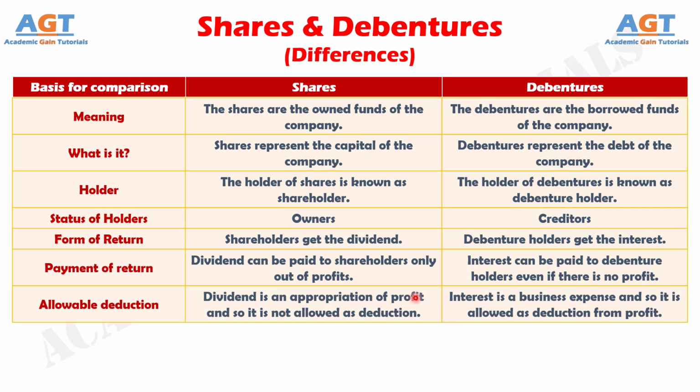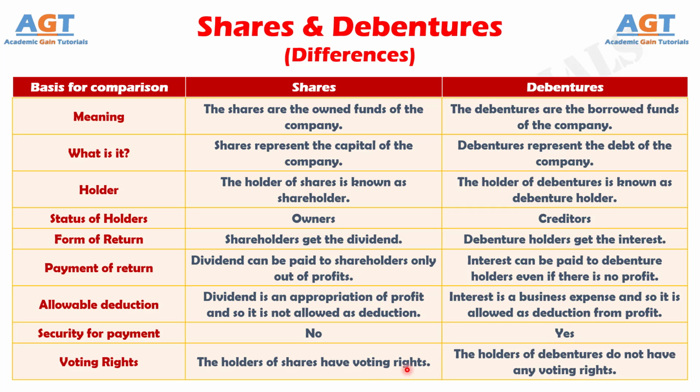Number 7. Dividend is not a business expense and so is not allowed as a deduction. On the contrary, interest on debentures is an expense and so is allowed as a deduction. Number 8. There is no security charge created for payment of shares. Conversely, a security charge is created for the payment of debentures.